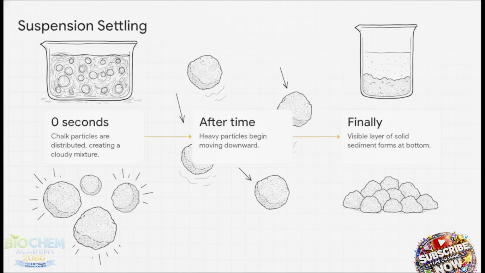But wait, over time, as we let the beaker sit completely undisturbed, gravity firmly takes over. The heavy chalk particles begin slowly moving downward through the water. Finally, after sufficient time has passed, a clearly visible, thick layer of solid chalk sediment forcefully forms right at the bottom of the beaker. These particles simply cannot stay dispersed like the colloid could. Their sheer physical weight and size pull them straight down.